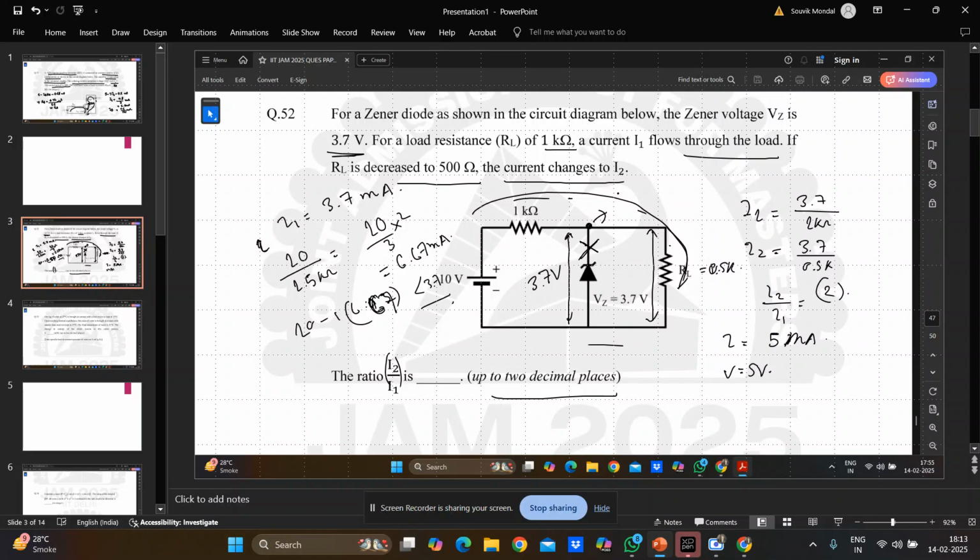Okay, so the current I2 will be simply 20 by 3, which is equal to 6.67 milliampere. Okay, now you take the ratio, you will get approximately 1.80 kind of thing. Okay, so this will be your answer, up to 10 decimal. Let's do this quickly. 6.67 divided by 3.7, so 1.80 kind of thing. Okay, so this will be your answer.